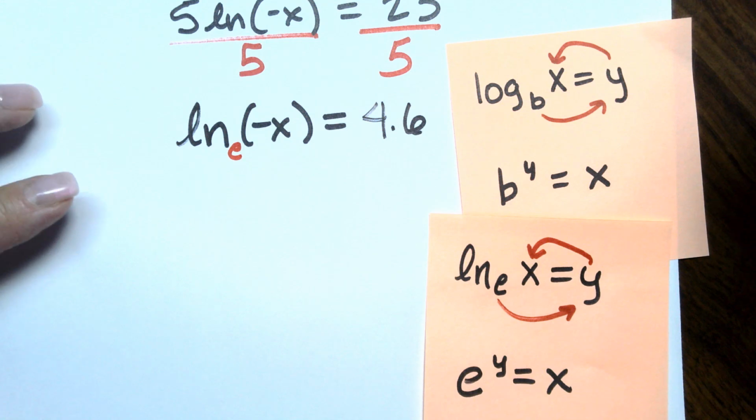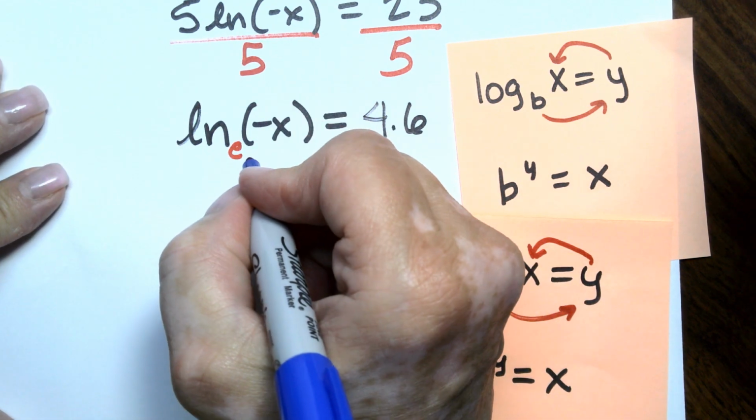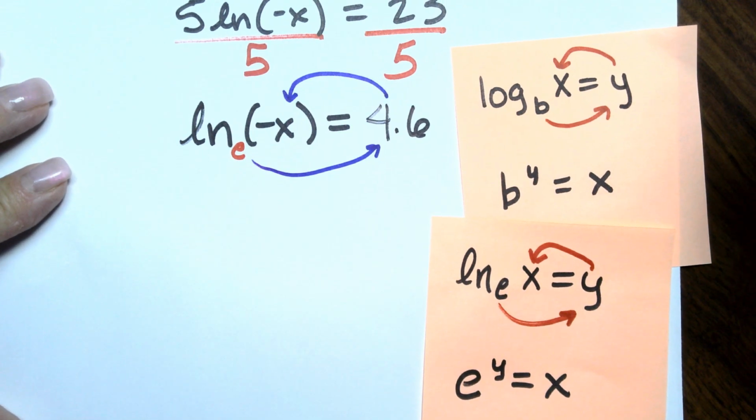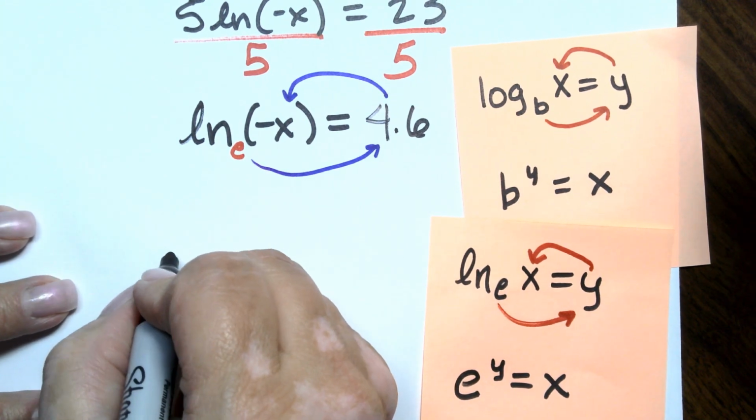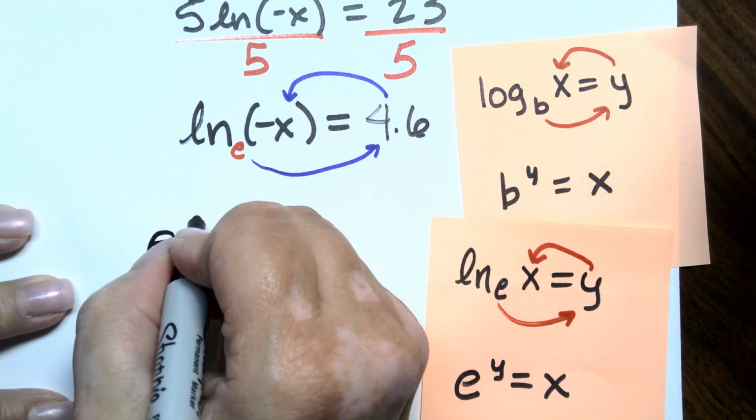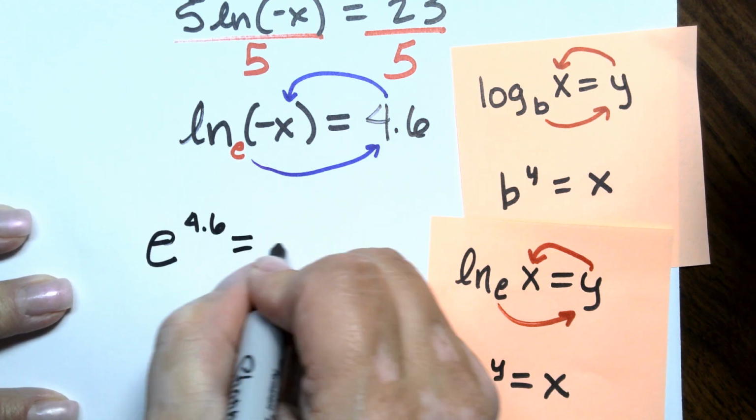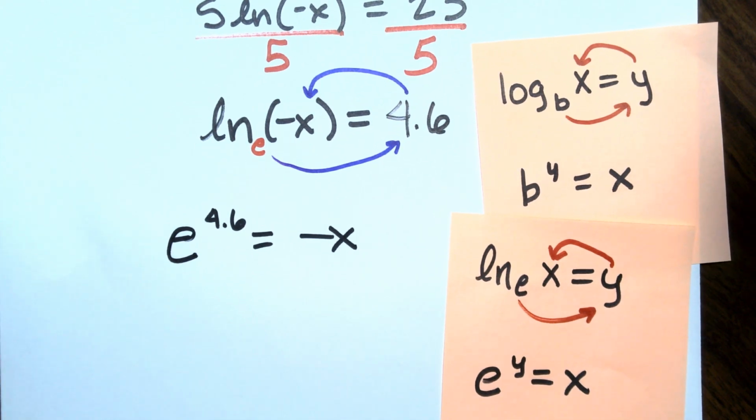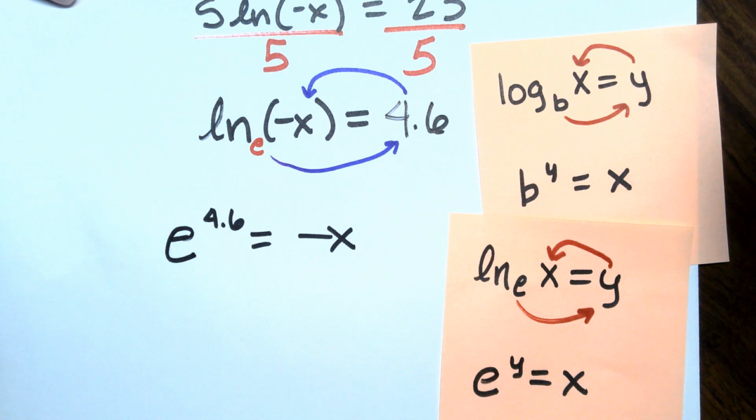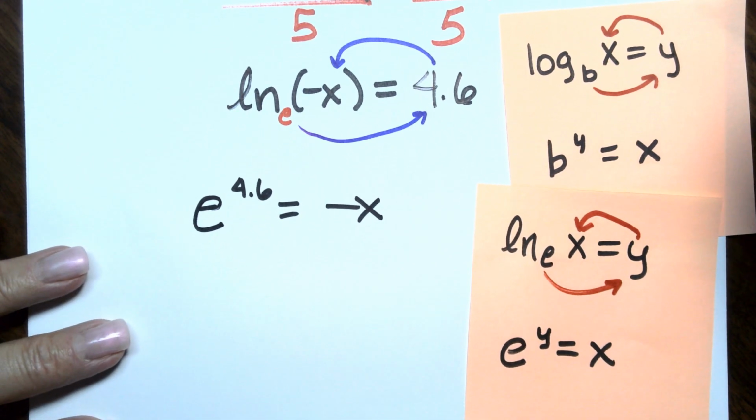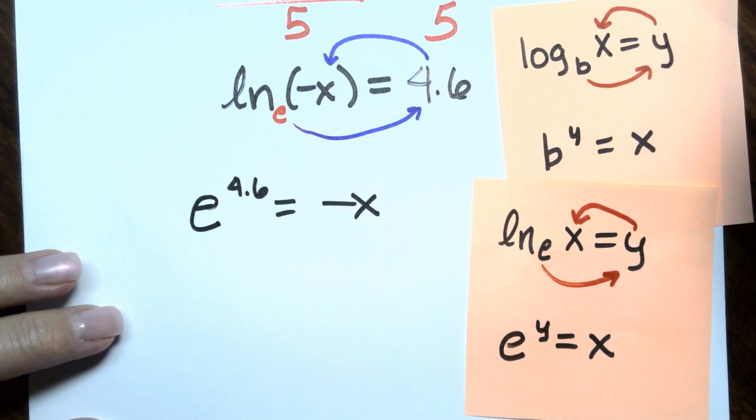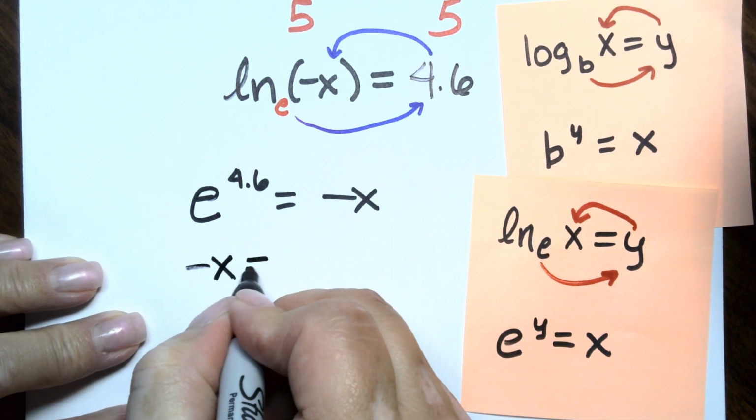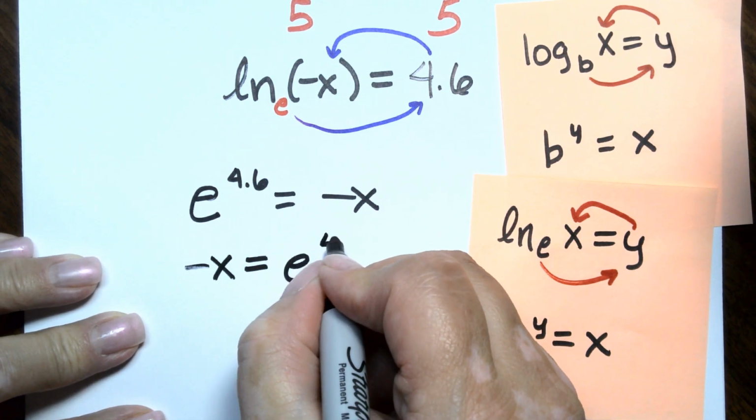And then we get unstuck, and we know that e to this exponent equals the thing that I'm trying to take the natural log of. So e to the 4.6 equals negative x. And that is your unsticking part. Now, just because it bothers me to have my x's on the other side, especially if it's a complicated problem, I'm just going to switch these. I'm not doing any math here. I'm just changing the sides.